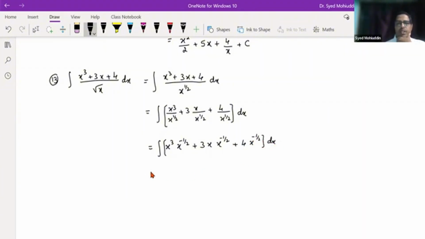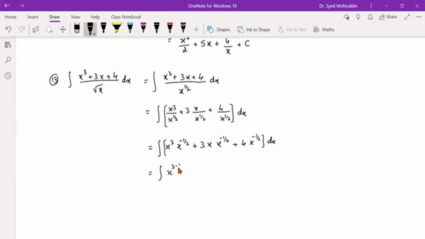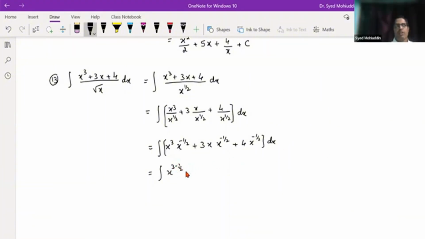So as you know, when the bases are equal, powers can be added. So it becomes x power of 3 minus 1 by 2. This simplification you can do in the working column and write the value here. If you want, you can avoid this step just by simplifying in the working column, but however, I'm writing this one. Over here you have 3 x power of 1 minus 1 by 2, plus 4 x power of minus 1 by 2 into dx.